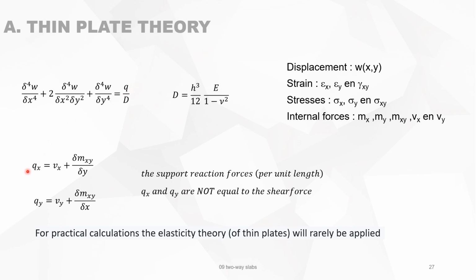Point of attention is that the support reaction, Qx, a force per unit length, is not equal to the shear force. For beams, we all know that the shear force at the support is equal to the support reaction. For slabs, it is not. It's more than the shear force at the support. There is an amount added to it, which is equal to the first derivative of the torsional bending moments.